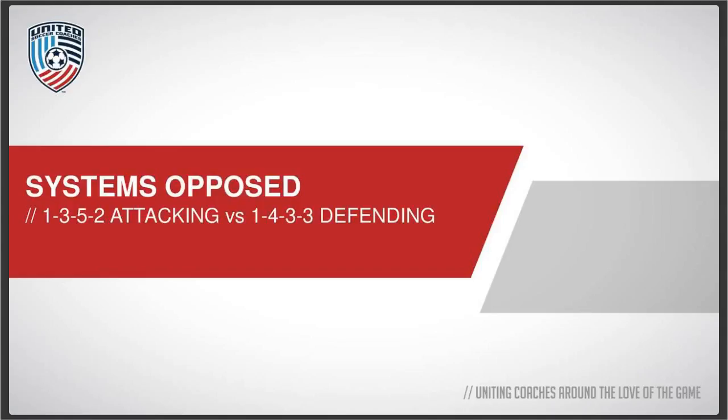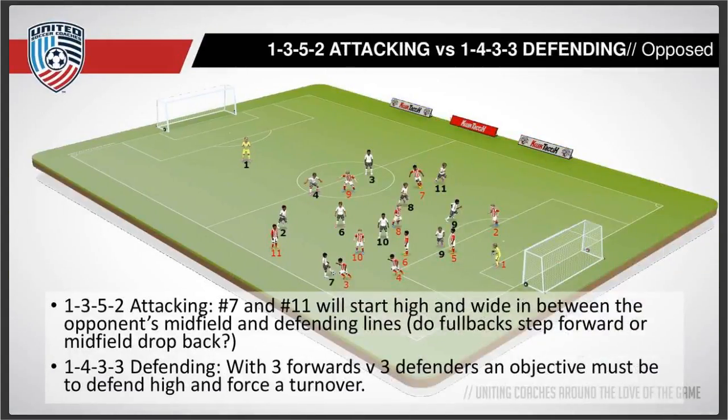Okay, so now we're going to talk about the reverse. So now the 1-3-5-2 is attacking the 1-4-3-3, and I'll start off here, Ian, as the attacking team. And my question to you is, how will you defend against our midfield of 5 with your midfield of 3 without sacrificing the height provided by your number 11, your number 9, and your number 7?